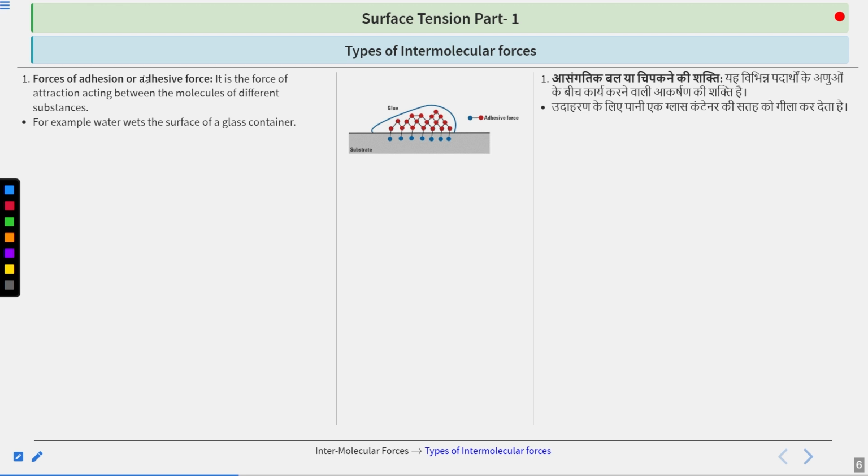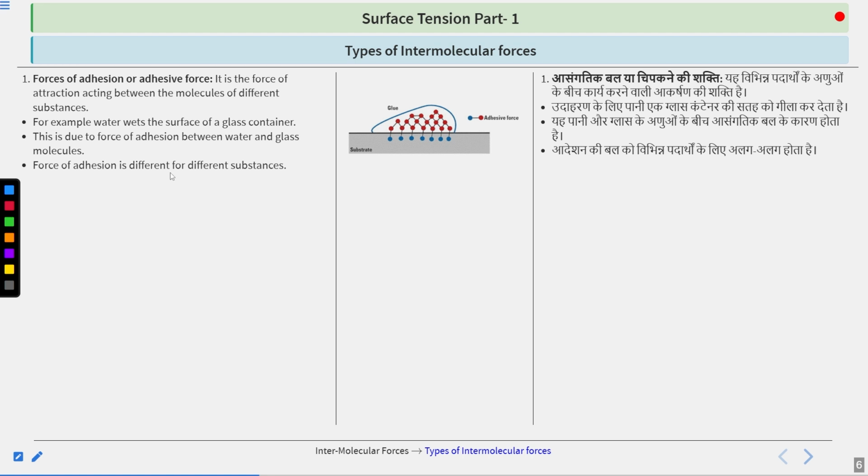For example, water wets the surface of a glass container. Why? Because the molecules of the glass container come into contact with the molecules of water, and the force of attraction starts acting between these molecules. This is due to the force of adhesion between the water and the glass molecules. Why? Because water is one substance and glass is a different substance, but their molecules have a force of attraction between them.